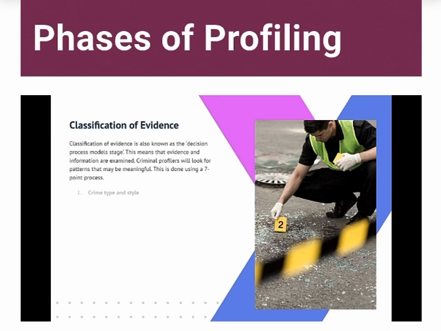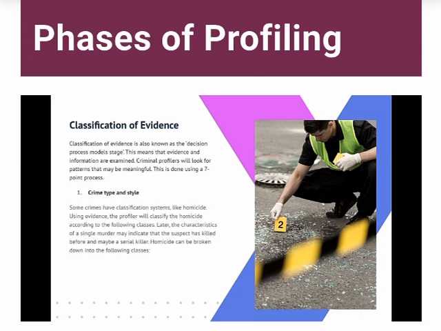Classification of evidence. Classification of evidence is also known as the decision process models stage. This means that evidence and information are examined. Criminal profilers will look for patterns that may be meaningful. This is done using a 7-point process. 1. Crime type and style.